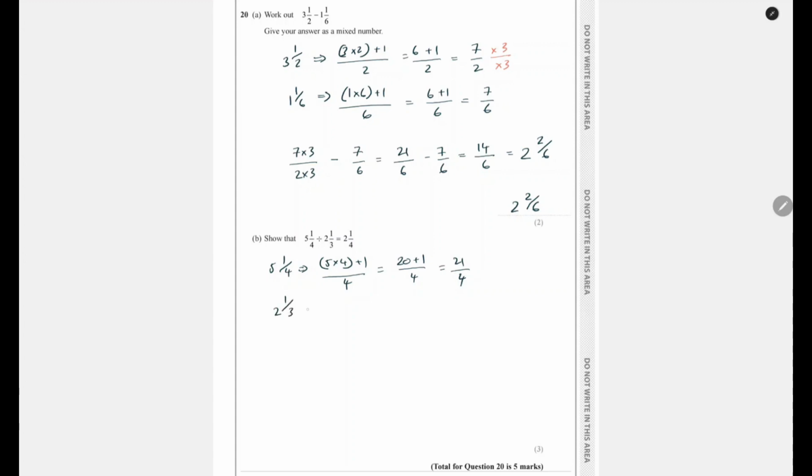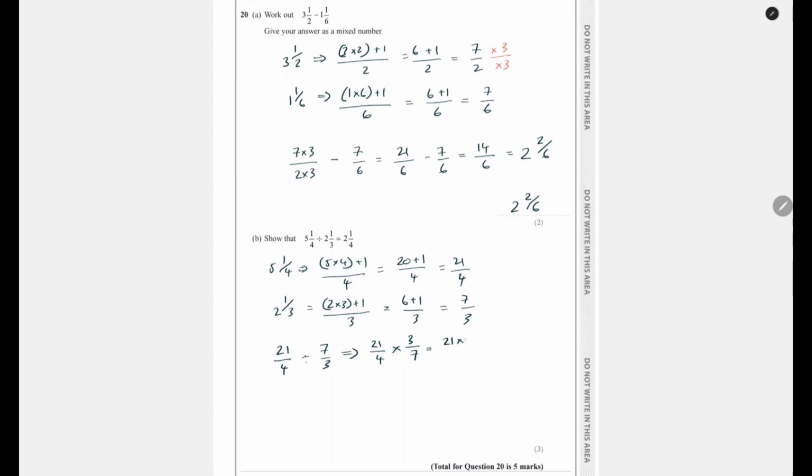2 1/3 is 2 times 3 plus 1 over 3. 2 times 3 is 6 plus 1 over 3. That's 7 over 3. So we're dividing fractions. So it's 21 over 4 divided by 7 over 3. When we divide fractions, we keep one the same, change the sign, and flip the next fraction. So keep the first one the same, 21 over 4, change the sign to multiplication, and then flip the second fraction, 3 over 7.